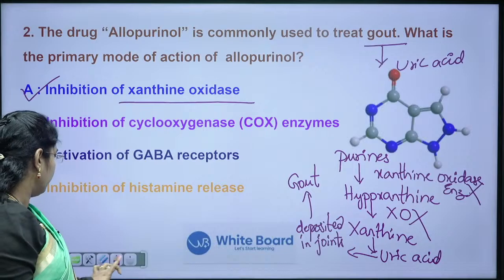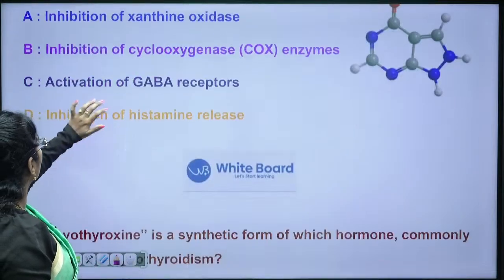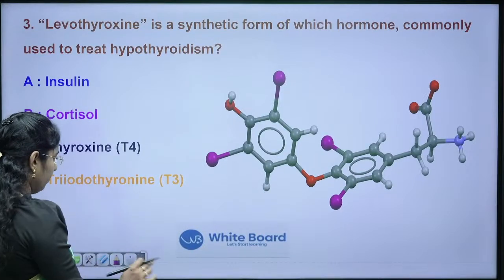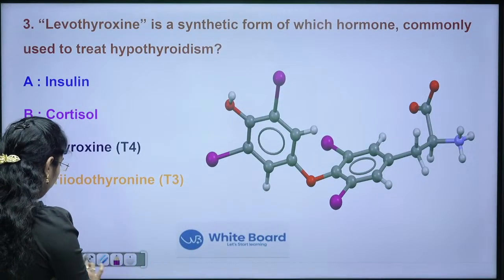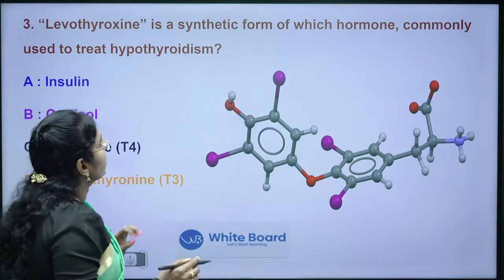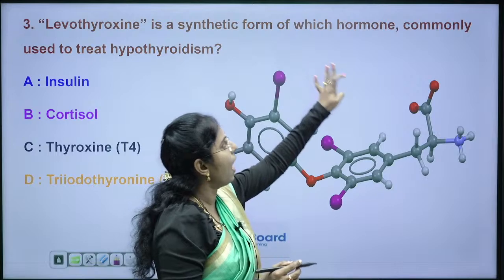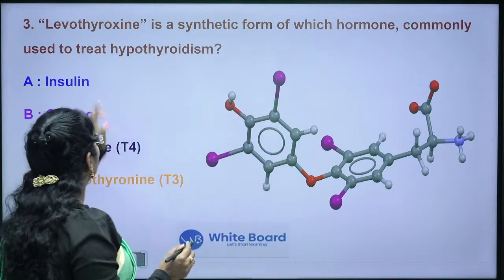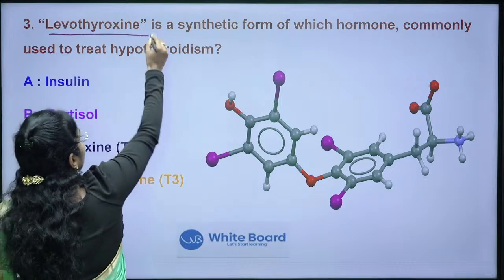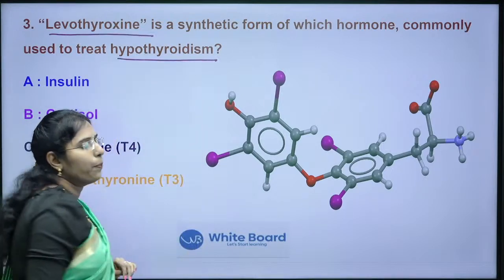Let us move to the third question. Coming to the third question, levothyroxine is a synthetic form of which hormone? Commonly used to treat hypothyroidism. Yes, levothyroxine is used for treating hypothyroidism.